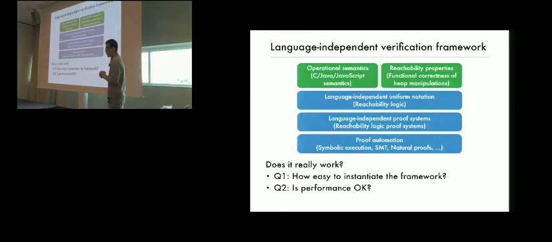So we have this language-independent verification framework, and I just showed you the semantics, logic, proof system, and the proof automation. So what is the trust base of this system? First, semantics, we have to trust. There's no other way. We have to trust semantics because that's what it is.